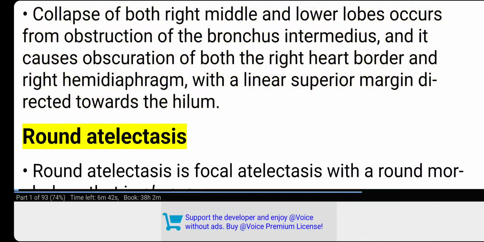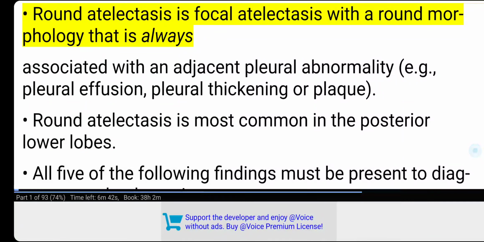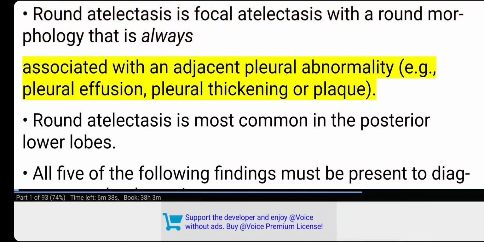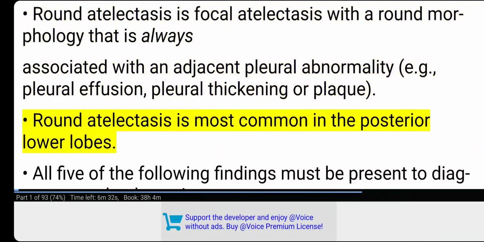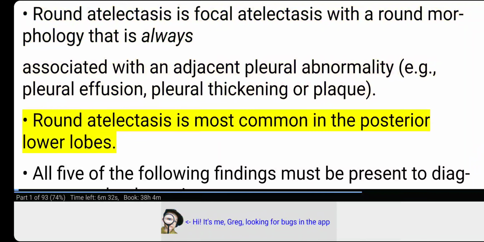Round atelectasis. Round atelectasis is focal atelectasis with a round morphology that is always associated with an adjacent pleural abnormality, e.g., pleural effusion, pleural thickening or plaque. Round atelectasis is most common in the posterior lower lobes.